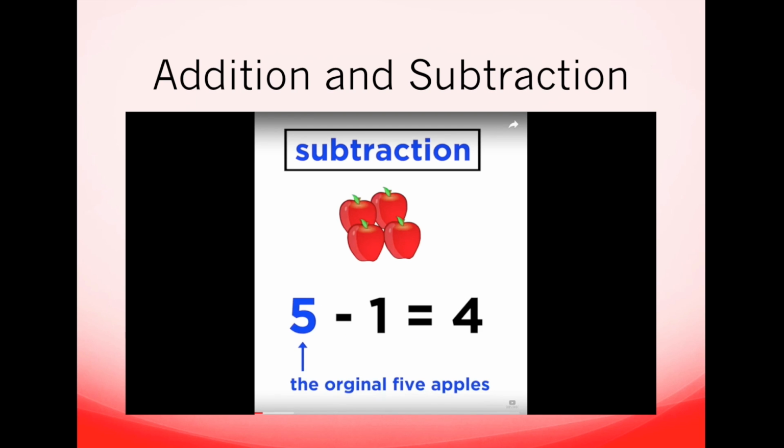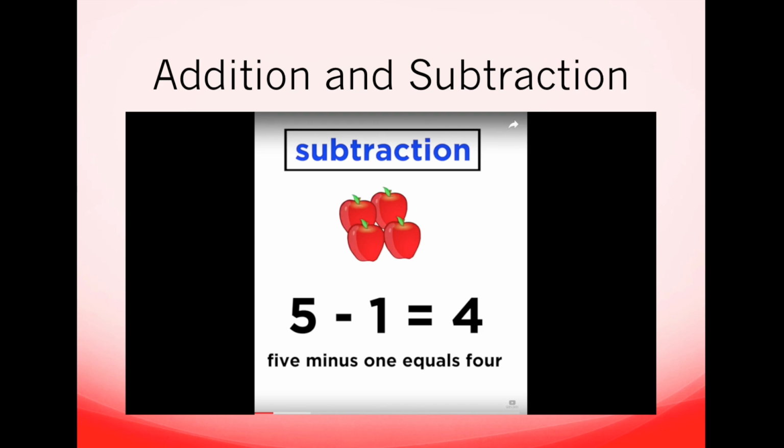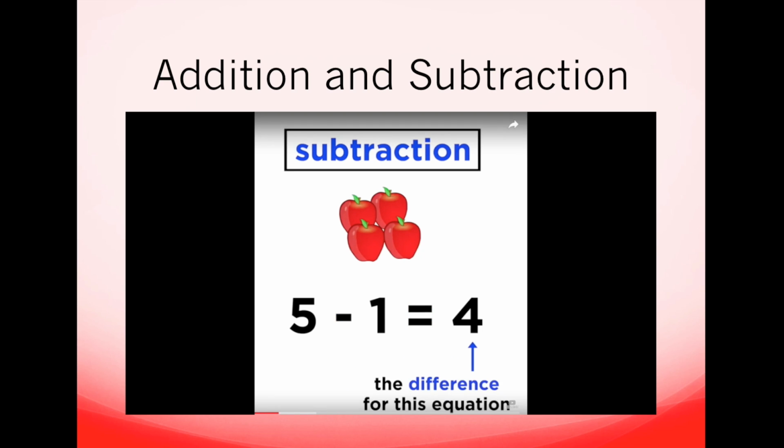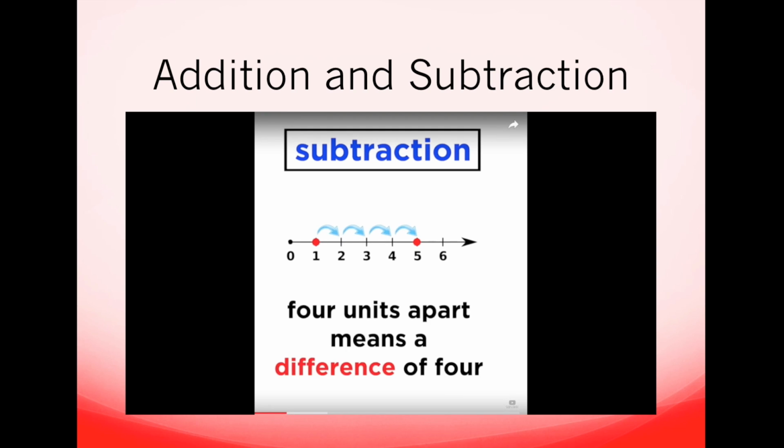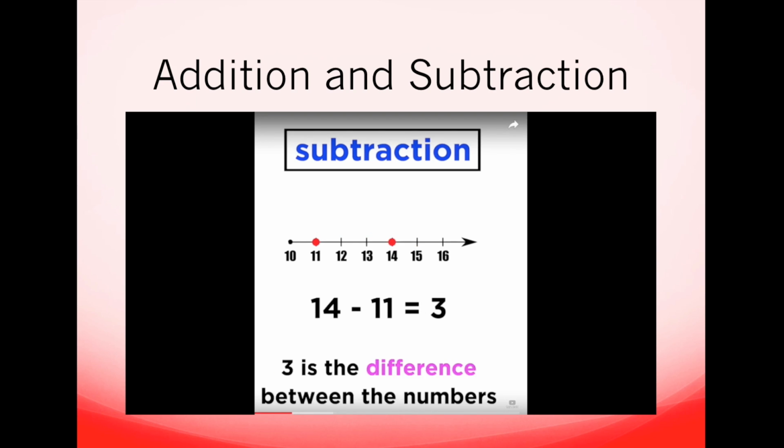We can write another equation with a 5, then the minus symbol, followed by a 1, then the equals sign, and the number 4. This reads 5 minus 1 equals 4, which essentially means 5 less 1 is 4. So 4 is the difference between 1 and 5. On a number line, this is the distance between the two numbers, and this is an excellent way to visualize subtraction. 14 minus 11 is 3, because 3 is the difference between the two numbers. It takes 3 to get from 11 to 14.